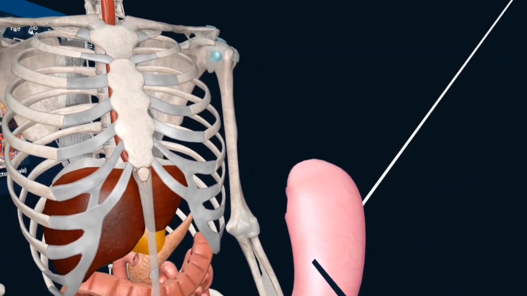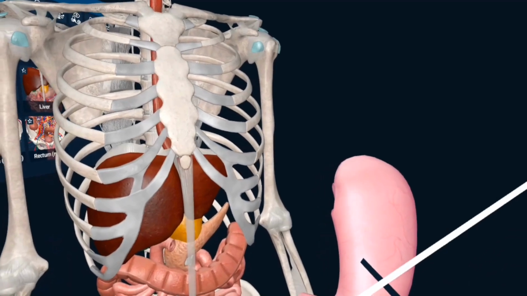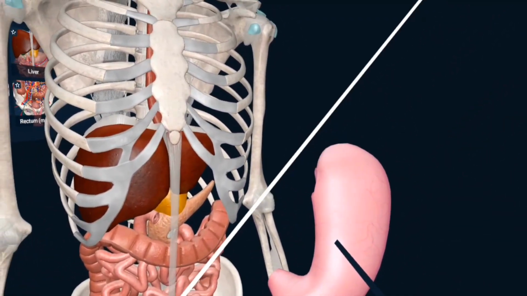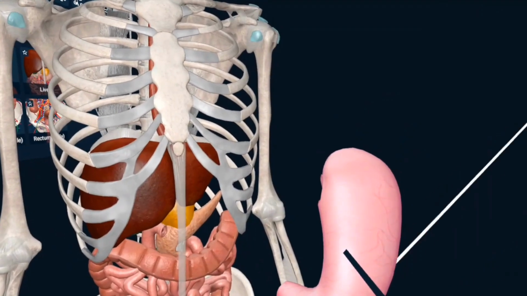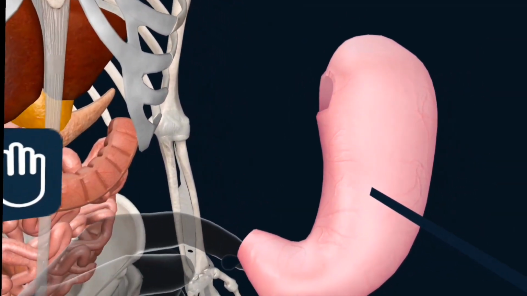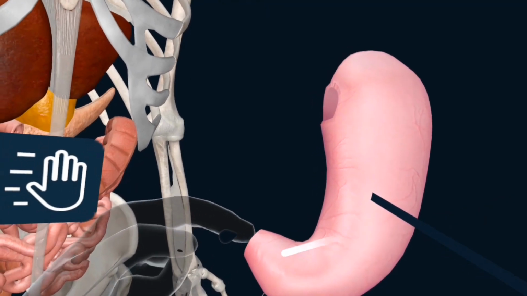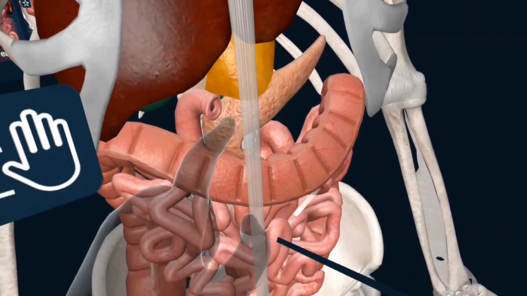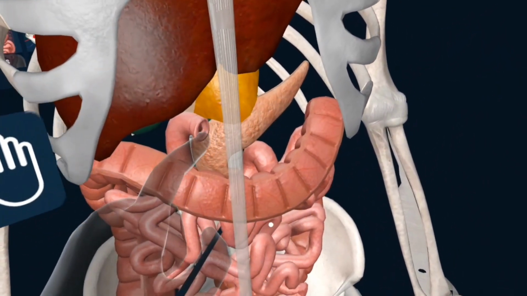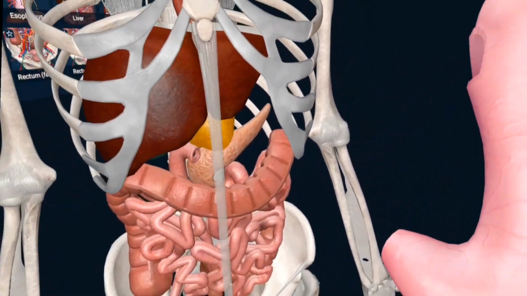The other function of the stomach is that it mixes the food with digestive juices to form the chyme, and controls release of the chyme into the duodenum via the pyloric sphincter, which is located right over here. It can be seen also right here. Obviously, just for you guys to know, this is our pancreas, right?